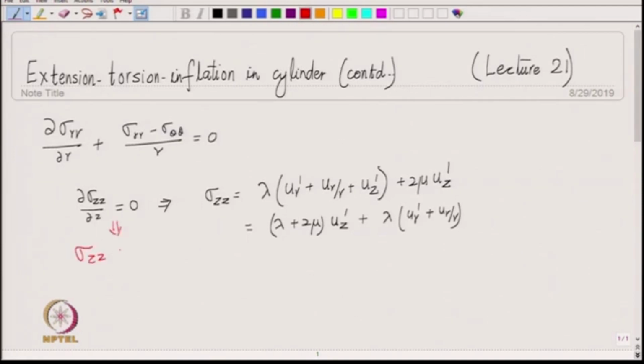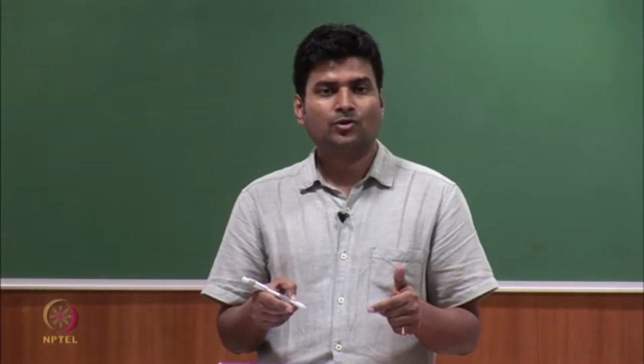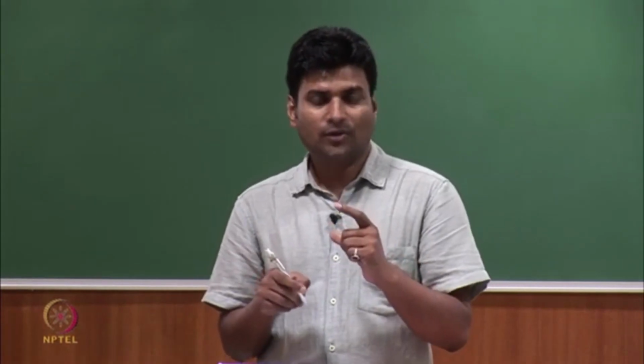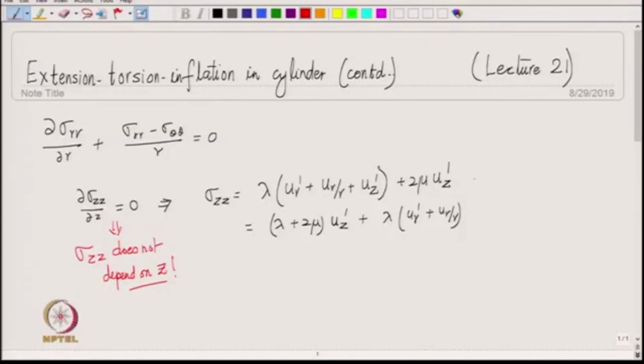sigma z z does not depend on z. So, sigma z z, we also know it does not depend on theta. So, it can only depend on r, the radial coordinate. So, this means this expression for sigma z z is equal to some function f of r. Okay.